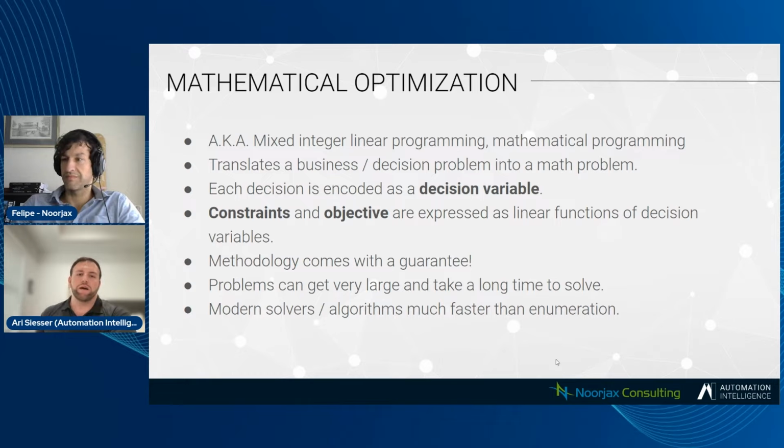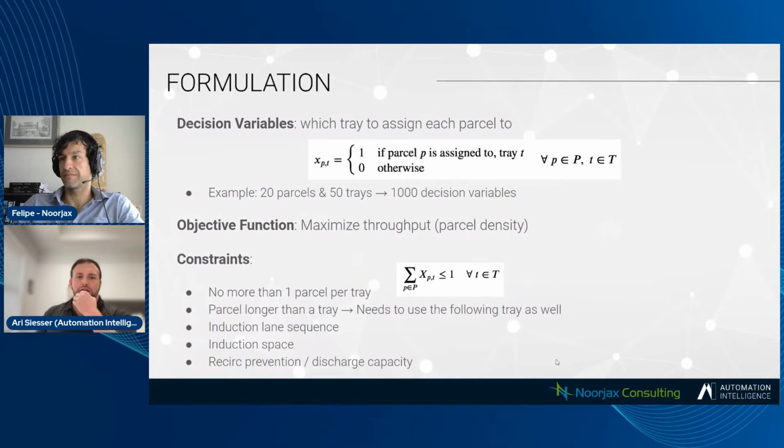The one good thing about mathematical optimization, or there's many good things, I suppose, but one of the really good things about it is it comes with a guarantee. So if our objective is to maximize throughput, we can guarantee that no other methodology will come up with a solution that has a better throughput than what this mathematical model came up with. And that's very powerful. The problems can get very large and take a long time to solve, and I'll show some examples on the next slide. But fortunately, there are solvers and high-powered computing that can get results rather fast.